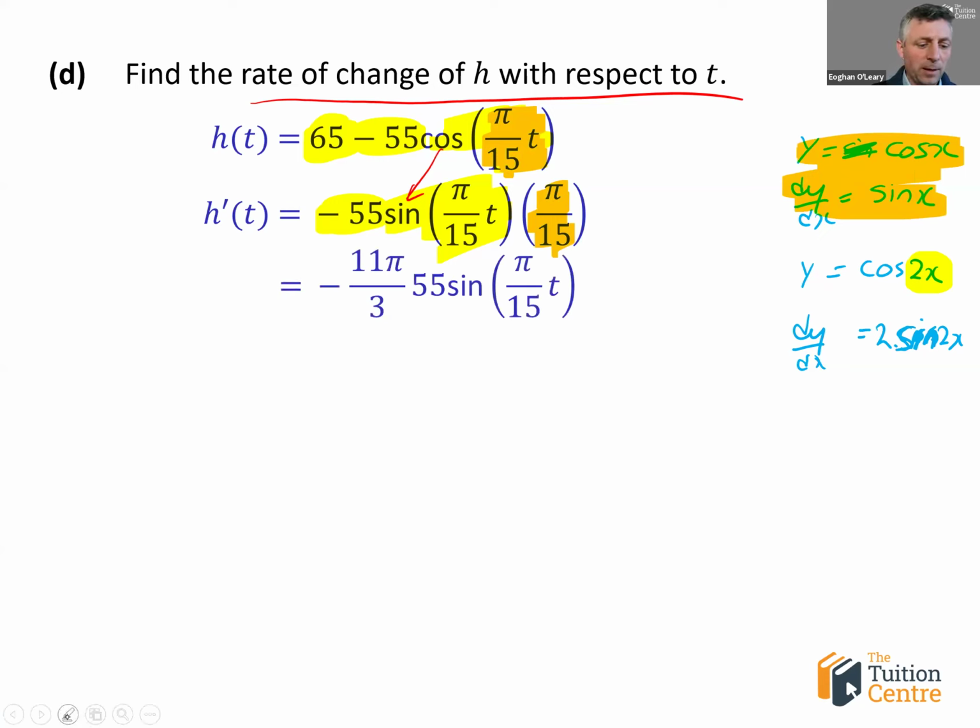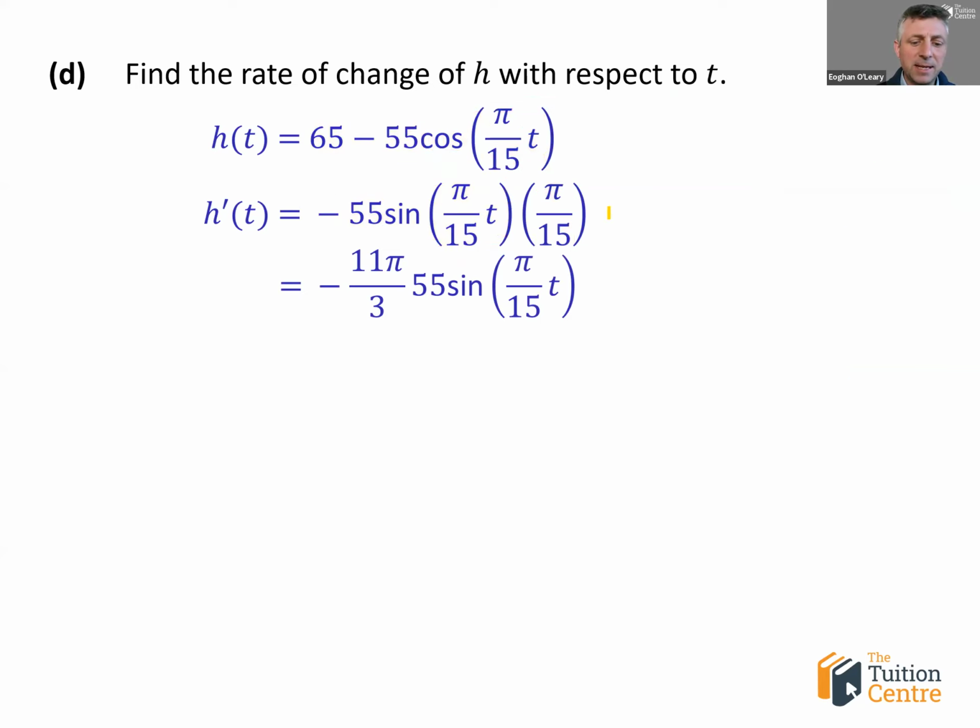So I tidy that up. I've got to be careful here. Sometimes people will make a mistake with the pi over 15. They will think that's part of the angle, especially if they leave it there for a while. But of course, it's not. So instead, I'm going to multiply the pi over 15 by the 55. So I get minus 11 pi over 3. The 55 will be gone. Minus 11 pi over 3 times the sine of pi over 15t. And that is the answer to that question. So that's going to be 10 marks, right?